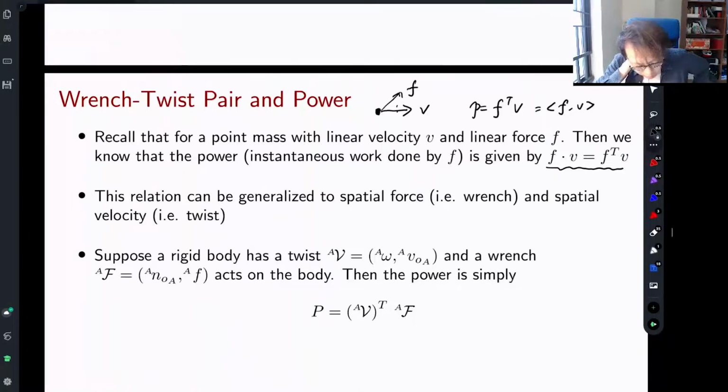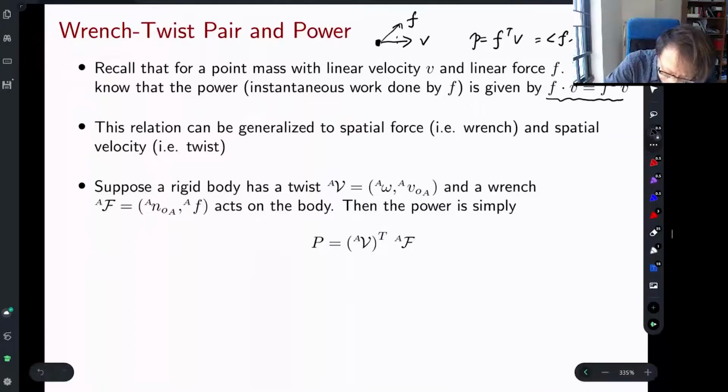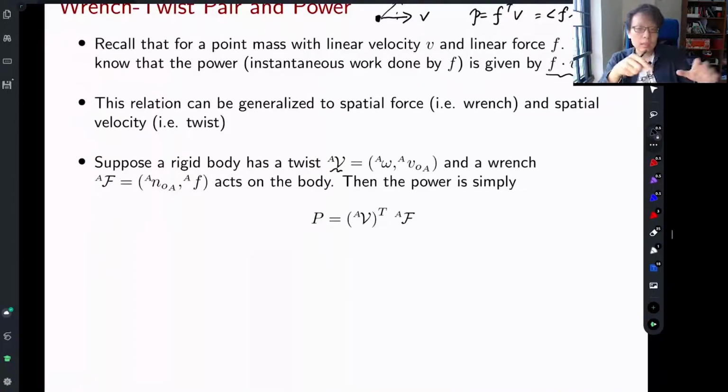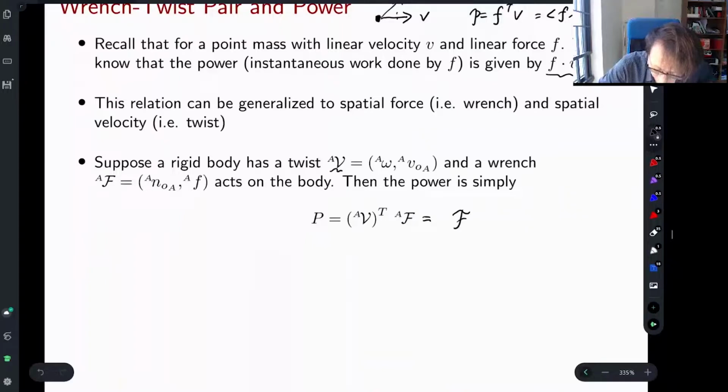This relation can also be generalized to spatial force. We lump together the power done by the force and also the rotational power, which is the power done by the torque. In general, if we have a twist or spatial velocity, it has two components, omega and linear velocity, and also a wrench. The power is nothing but the six-dimensional vector inner product between the spatial force and the spatial velocity. This is also equal to F_A transpose times V_A. This guy is a scalar.